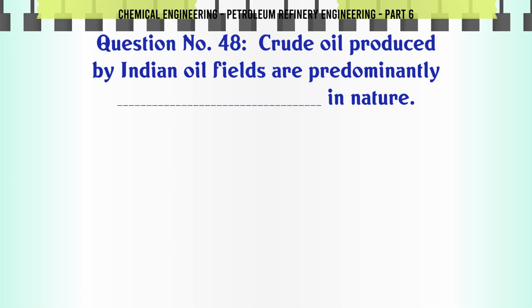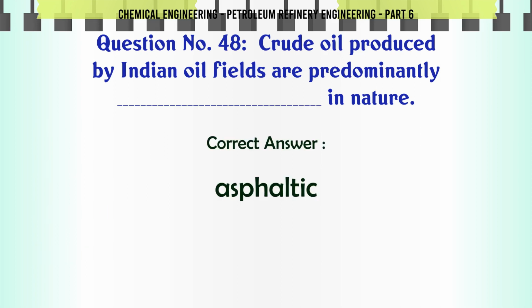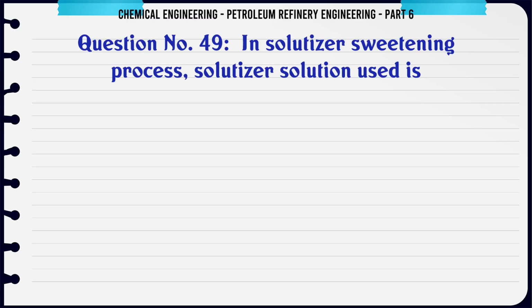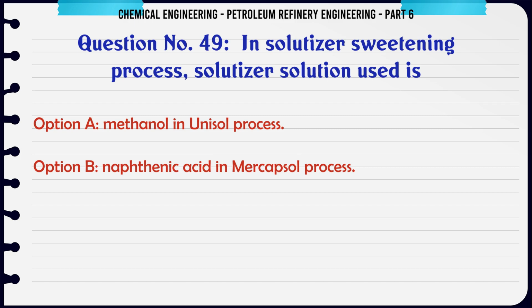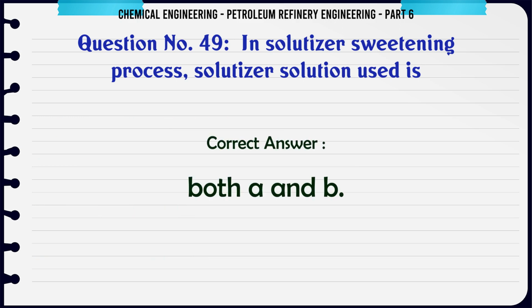Crude oil produced by Indian oil fields are predominantly in nature A. paraffinic, B. naphthenic, C. asphaltic, D. mixed base. The correct answer is asphaltic. In solutizer sweetening process, solutizer solution used is A. methanol in Unisol process, B. naphthenic acid in Mercapsol process, C. both A and B, D. neither A nor B. The correct answer is both A and B.